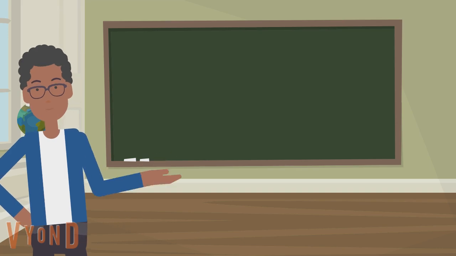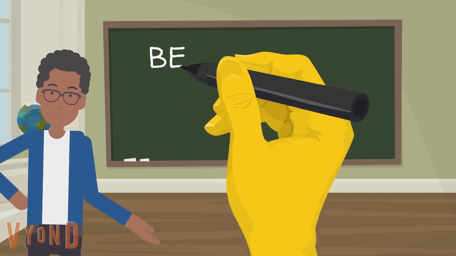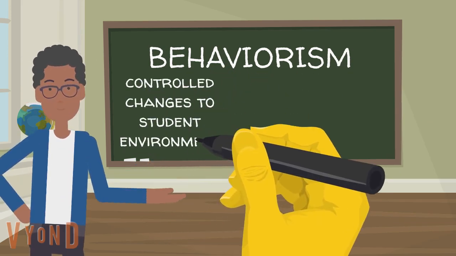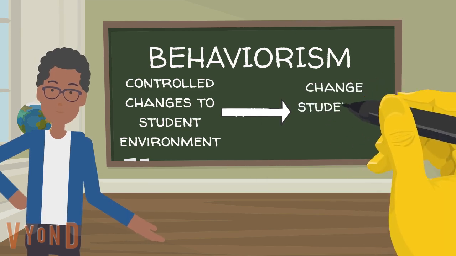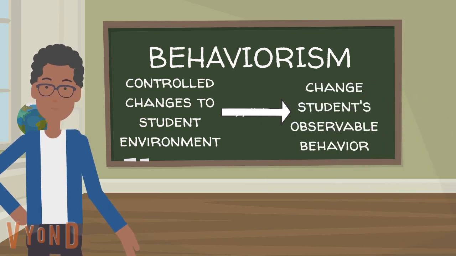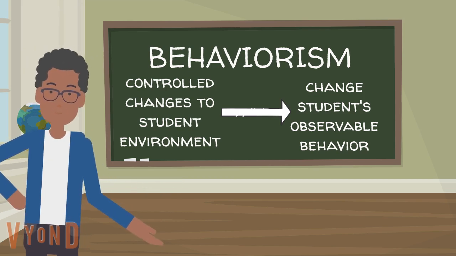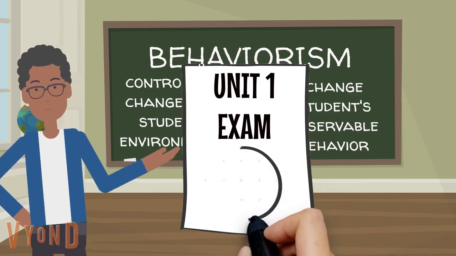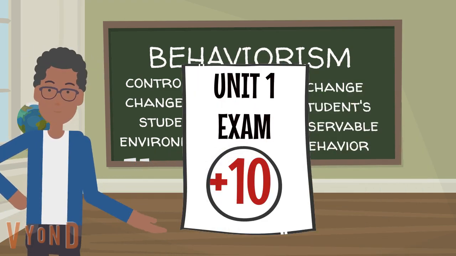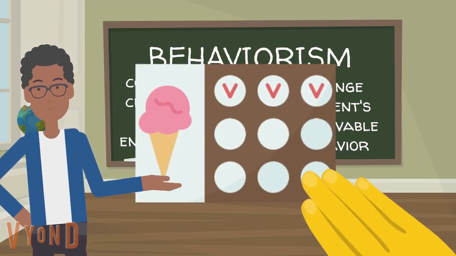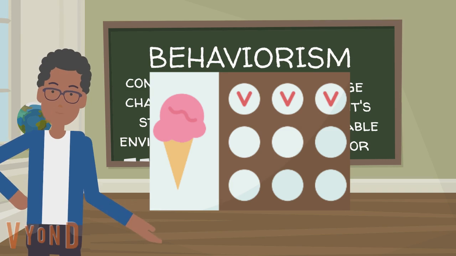In 2020, Brown, Fox, and Robinson defined behaviorism as a study of how controlled changes to a subject's environment affect the subject's observable behavior. You've likely seen behaviorism in action. Everyday examples include offering students 10 bonus points on their upcoming exam for arriving early to class, or a local ice cream business offering reward cards, giving a free ice cream after 8 purchases.